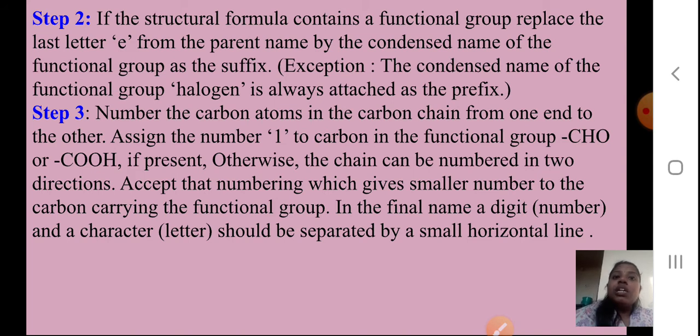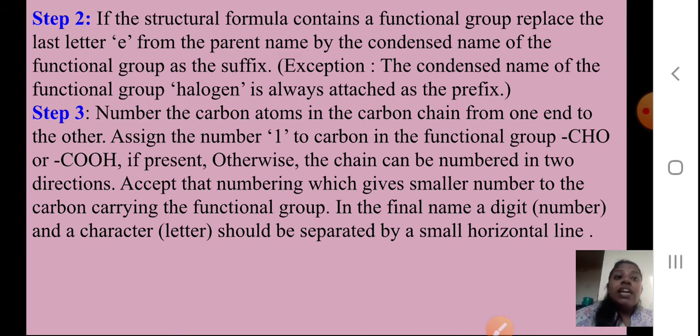What is our step 3? Number the carbon atoms in the carbon chain. We have to do the numbering, students, to the carbon atoms from one end to another. Assign the number 1 to the carbon in the functional groups -CHO or -COH if present. If any of this functional group is present, students, we have to number this carbon as 1. Otherwise, the chain can be numbered in any direction, from left to right or right to left, except that numbering which gives smaller number to the carbon carrying the functional group.